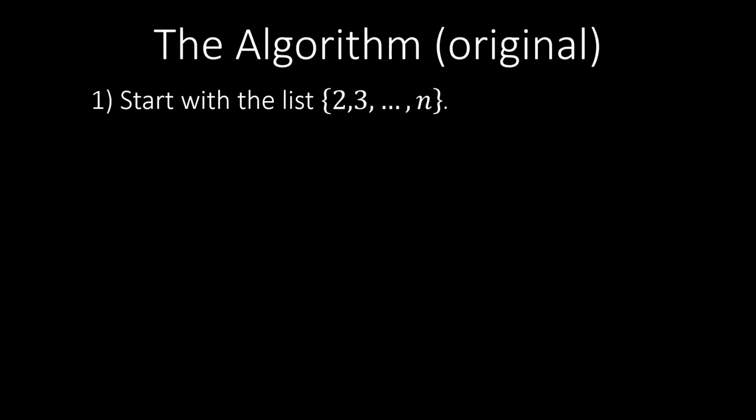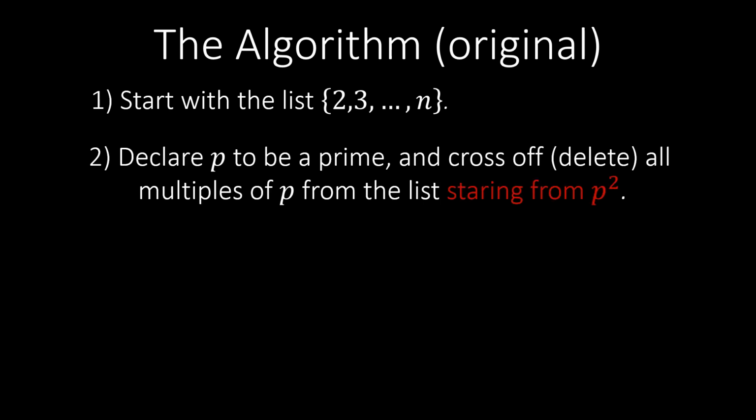So what is the original algorithm? The original algorithm of Eratosthenes is very similar to the one I just gave you, but it has a little bit of an improvement in the sense that you don't start with all the multiples of P, you start a little bit later. So you start still with the same list from 2 to n, and you select a prime number, which in this case again is 2, and you delete all multiples of P, but only starting from P squared.